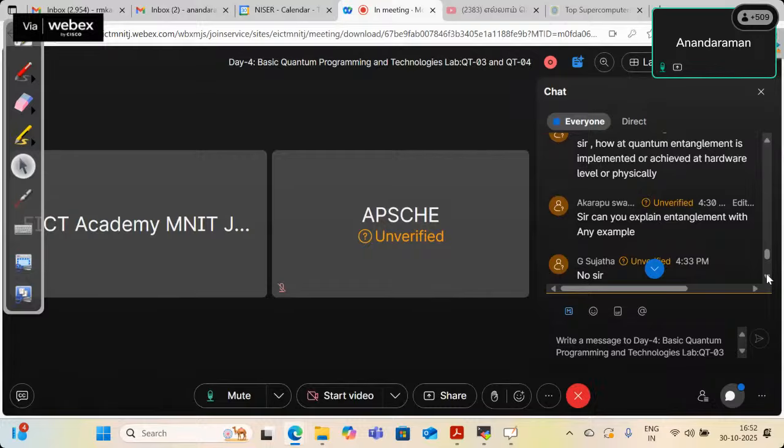Entanglement is achieved through the CNOT gate. That means the first qubit's output is somewhat connected to the second qubit. That's how entanglement works, mainly through the CNOT gate. Physically, honestly, I don't know how they are doing it, but programmatically it is done through the CNOT gate.